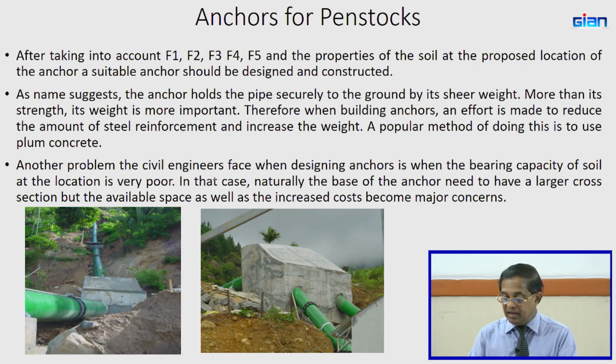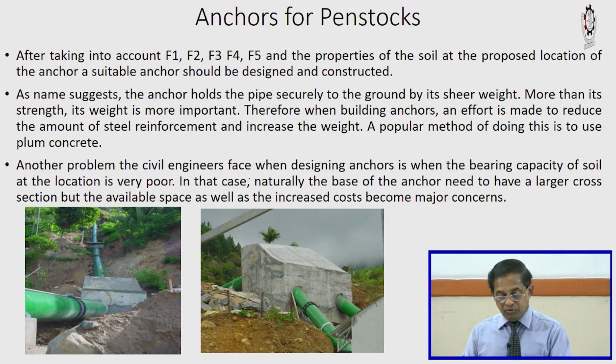Another problem civil engineers face when designing anchors is when the bearing capacity of the soil at the location is very poor. In that case, naturally the base of the anchor needs to have a larger cross section, but the available space as well as the increased cost become major concerns. So, you have to optimally design it by taking all these factors into account.